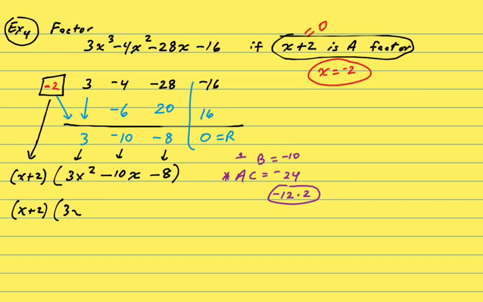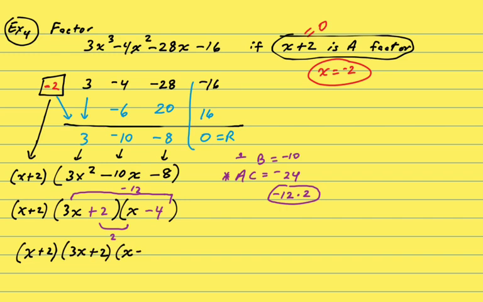How do you get 3x squared? 3x times x, right? 3 goes into which of those numbers? The -12, and I put the 2 here. 3 times what is -12? 3 times -4. 1 times what is 2? That'd be a +2. So completely factored, you'd have x plus 2, 3x plus 2 times x minus 4. Now that's using synthetic division for factoring purposes.